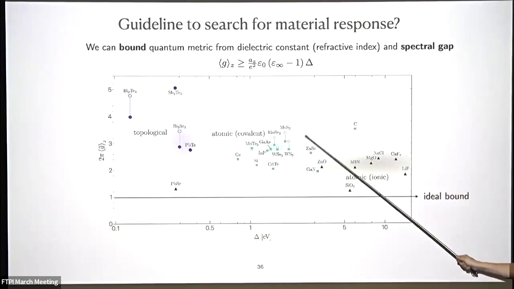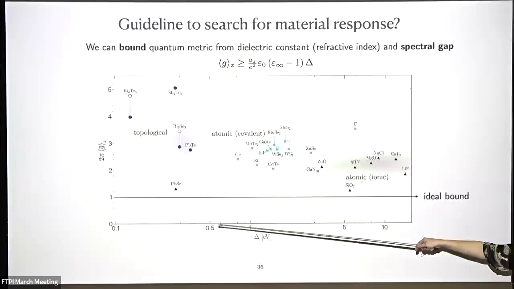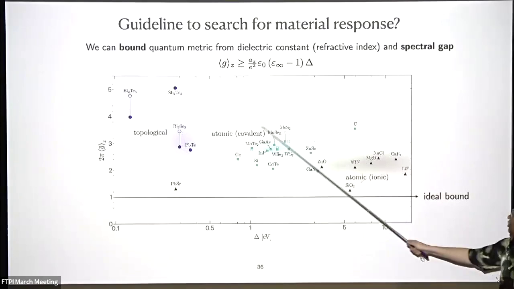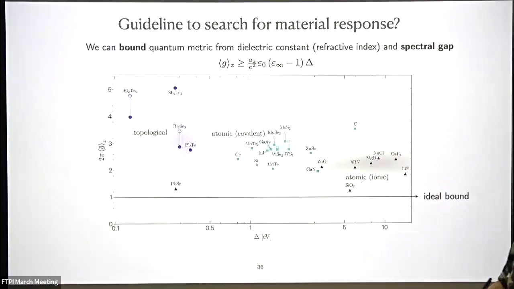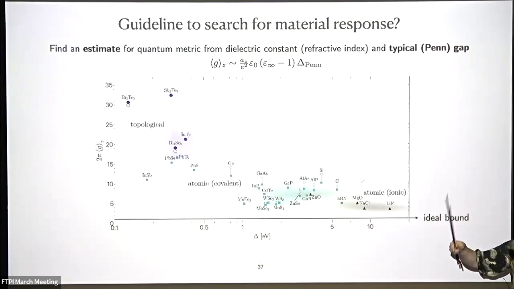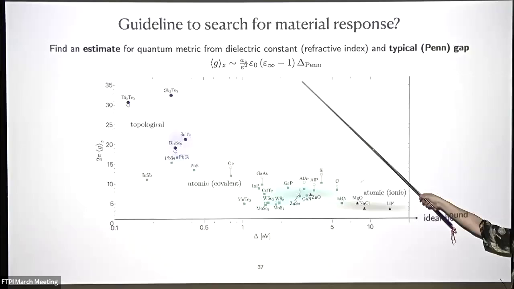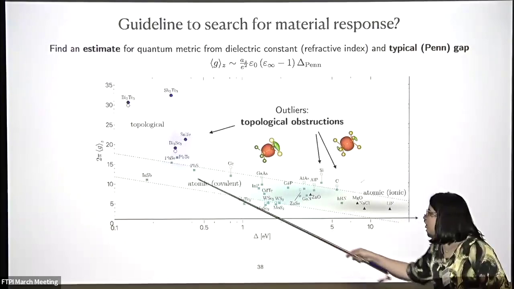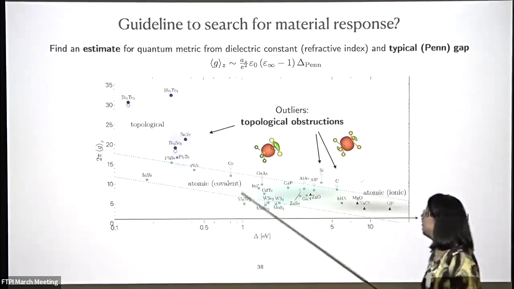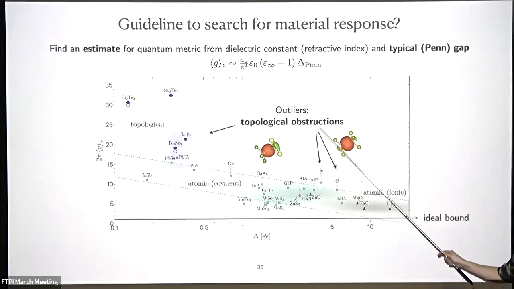Second, let's say this, materials. From the dielectric constants, you can know something about materials, which is kind of nice. You can see them organizing: very well localized atomic insulators, ionic insulators, covalent insulators, and topological insulators will have larger and larger metrics. And we can make a better estimate for the gap, not the exact gap, but a more typical transition, like the peak in the absorption spectrum. If we use some tricks from old semiconductor physics, the Penn gap, we can see that the metric is related like log to the gap, and there are some outliers. These outliers are basically coming from topology. These are topological insulators. You have these atomic obstructions in certain cases, like silicon or germanium or diamond.